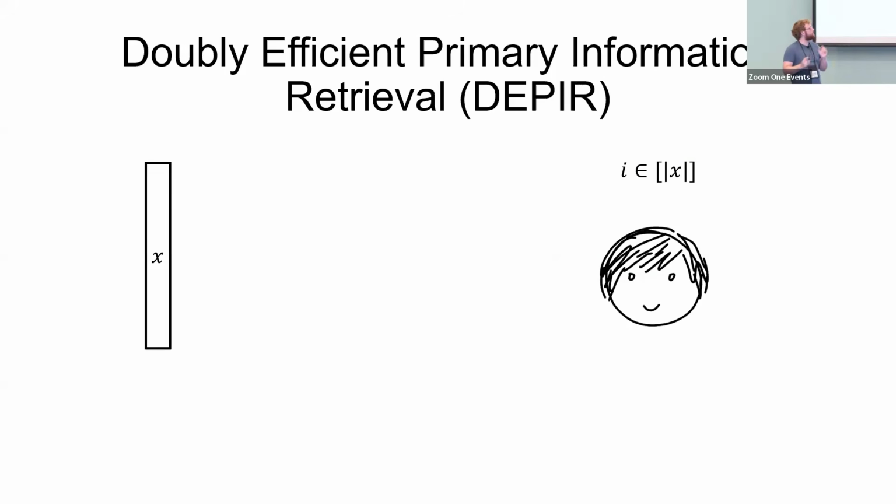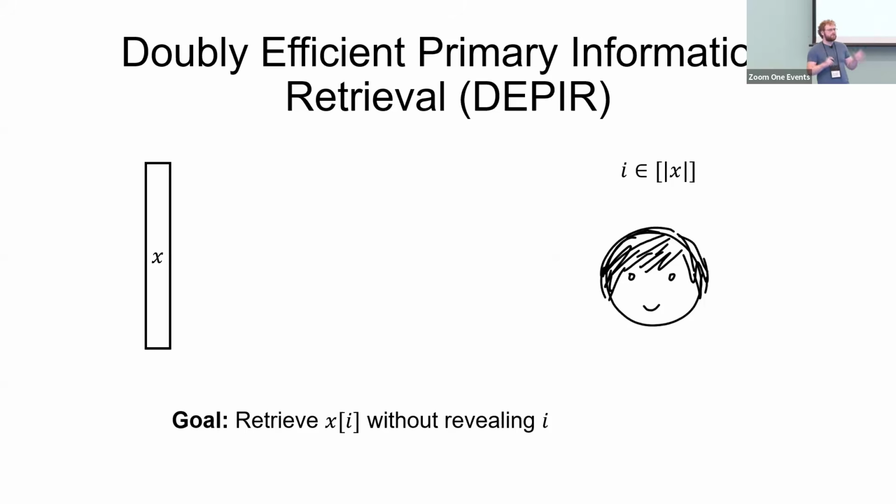This work is largely inspired by recent progress on the problem of doubly efficient private information retrieval. This is a problem where there is a server that holds a public database X and a client that holds a location they want to read from that database. The goal is to retrieve the value of the database at location i without revealing to the server the client's desired location.